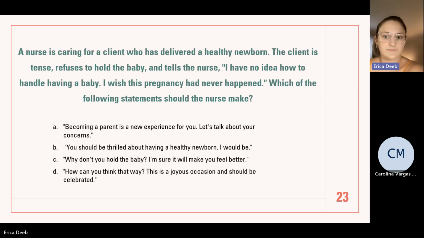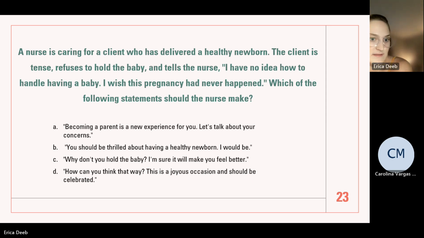Number 23. A nurse is caring for a client who's delivered a healthy newborn. The client is tense, refuses to hold the baby, and tells the nurse, "I have no idea how to handle having a baby. I wish this pregnancy had never happened." Which of the following statements should the nurse make? A, becoming a parent is a new experience for you. Let's talk about your concerns. B, you should be thrilled about having a healthy newborn.